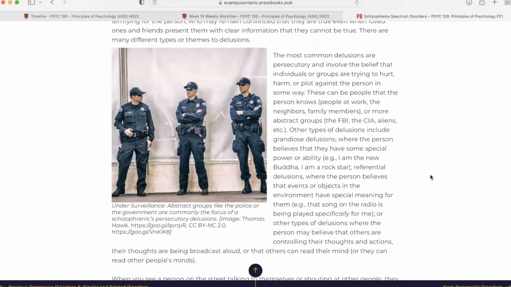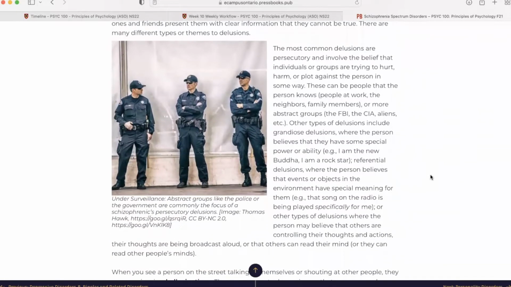The most common delusions are persecutory and involve the belief that individuals or groups are trying to hurt, harm, or plot against the person in some way. These can be people that the person knows, people at work, or more abstract groups, like the FBI.